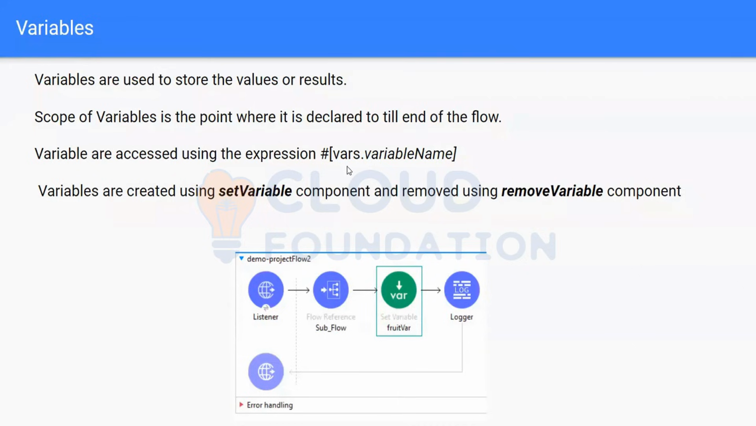And variables are accessed using the vars keyword: vars.variableName. Whatever variable name we give once it is created, by giving vars.variableName we can pick up the value of that variable. It is the expression to retrieve that variable. There is also a Set Variable component available in the component palette. Using that Set Variable component, you can create a variable, and we also have a Remove Variable component if you want to remove the variable.